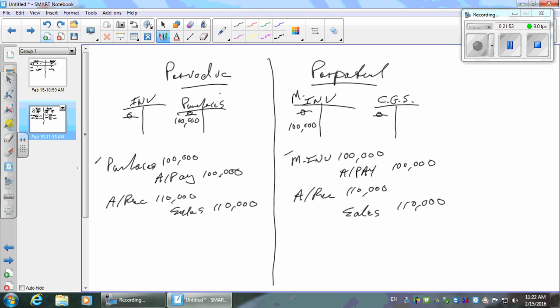If you have not read this chapter yet, you're doing yourself a disservice. Okay? Get it read, pound on it. Get this down. So, yeah, debit accounts receivable, credit sales for 110.